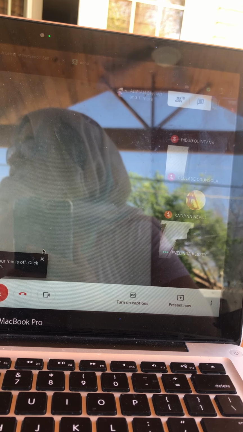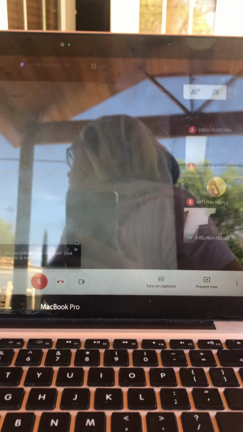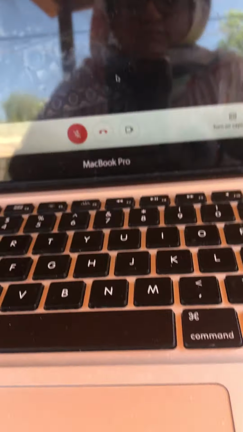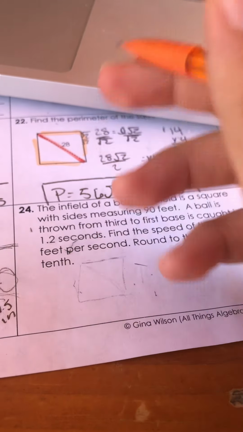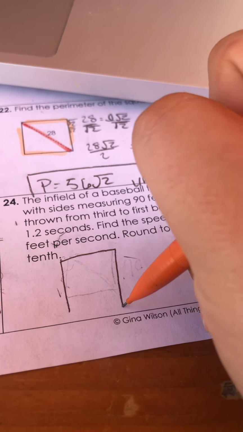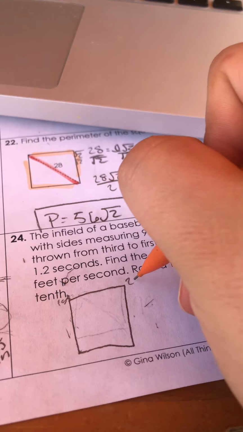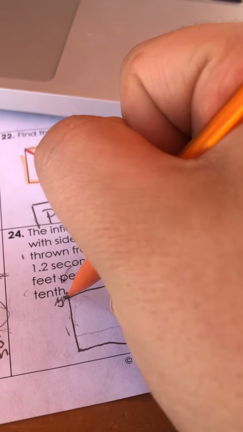All right. So 24, it says the infield of a baseball diamond is a square with sides measuring 90 feet. So, I'm gonna write it here because it's kind of hard on the screen. This is home right here. This is first, second base, third base, right? And it says sides measure 90 feet. So this is 90, right? 90 feet? Yes.